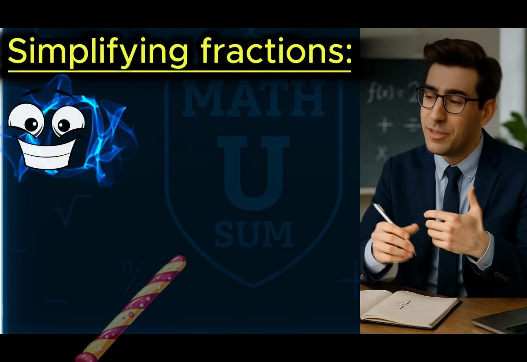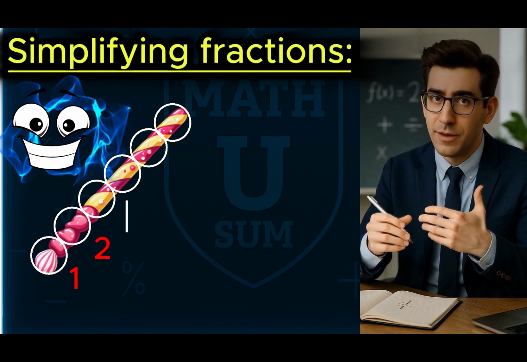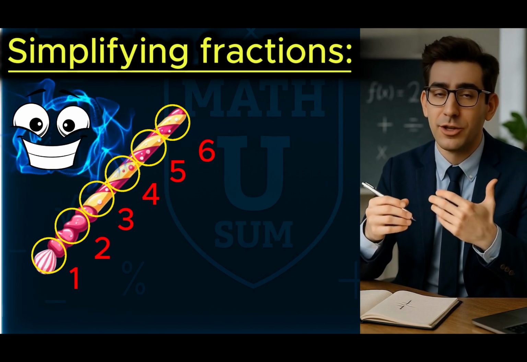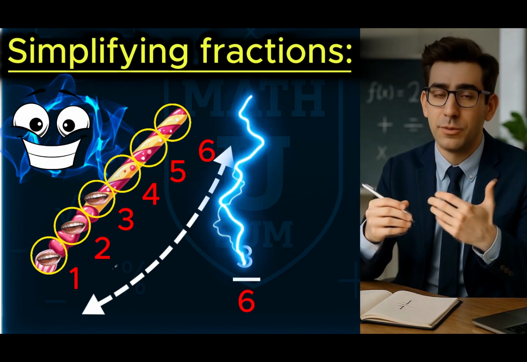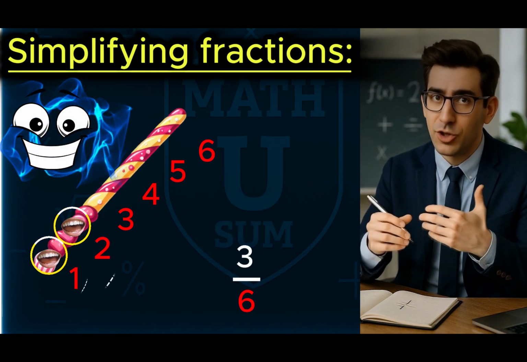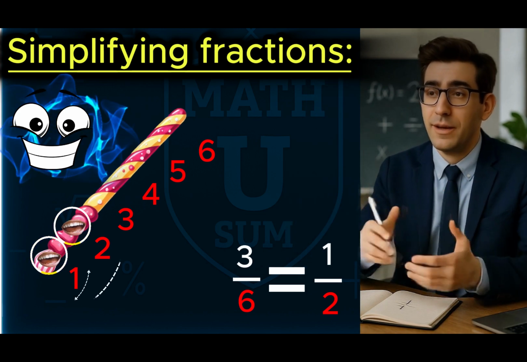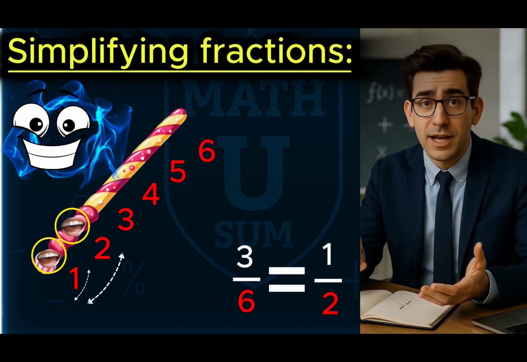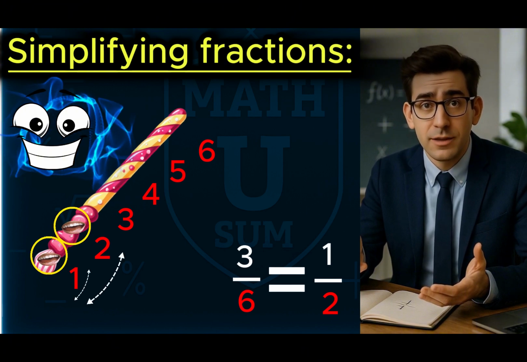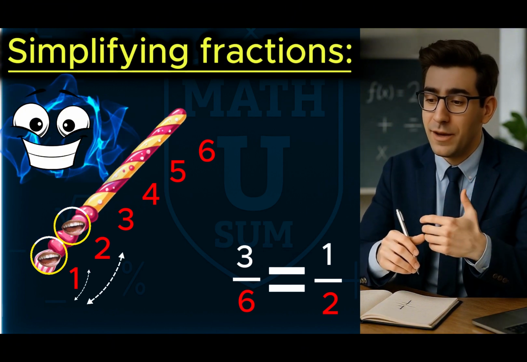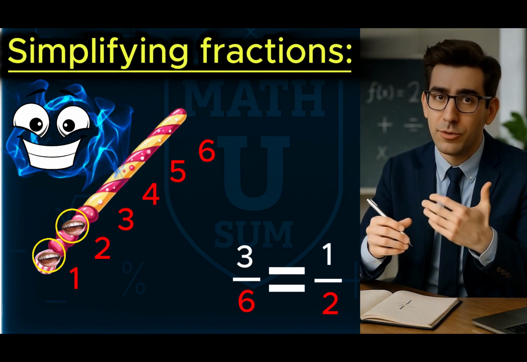Think of a candy bar split into 6 pieces. If you eat 3 of them, you just ate 3/6 of the bar. But what if your friend eats 1 out of 2 pieces? That is the same amount. Different numbers, but same value. And that's what we call simplifying a fraction, making it easier to read, compare, and calculate.